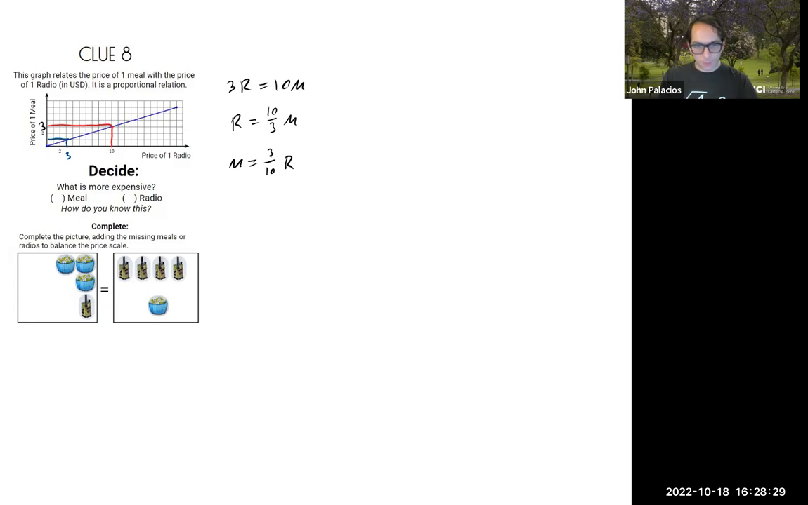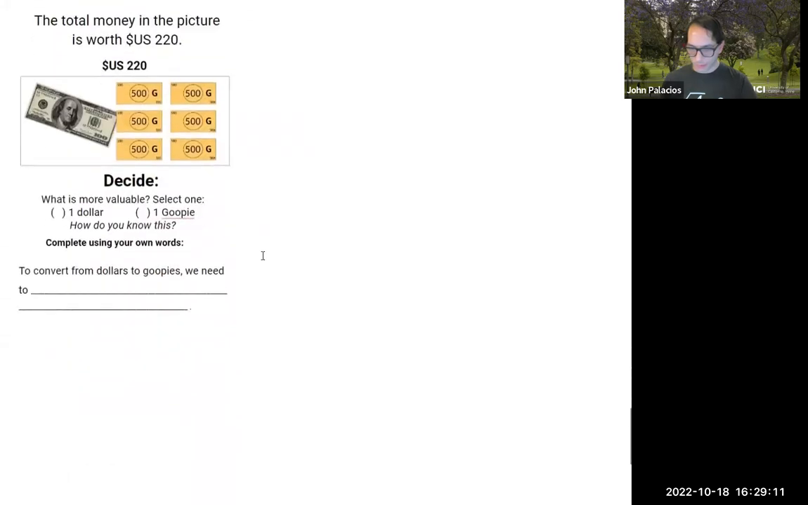Okay, so the price of a radio R is equal to 10/3 the price of a meal. So we can see that a radio is more expensive, as in the previous discussion. Okay, and so here in this picture, you want to guide your students into maybe figuring out, well, if you have 3 meals over here and 1 radio, then how many of each do you need over here in order for this thing to be equal? Okay, moving on to the final clue, clue number 9.